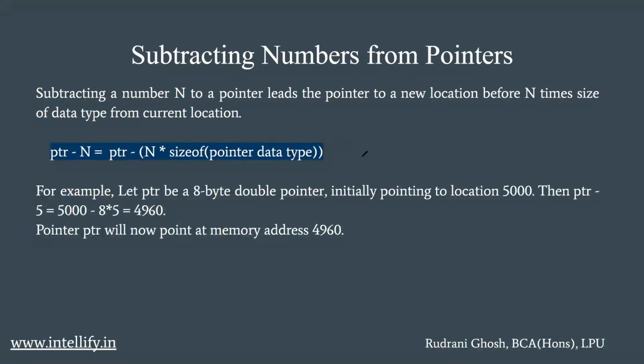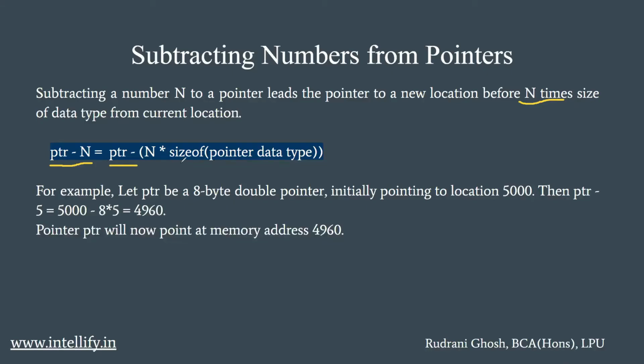Similarly, we can also subtract numbers from pointers. Subtracting a number n from a pointer leads the pointer to a new location which is previous n times the size of the data type from the current location. So this is the formula: PTR minus n is equal to PTR minus n into size of whatever data type of the pointer it is.